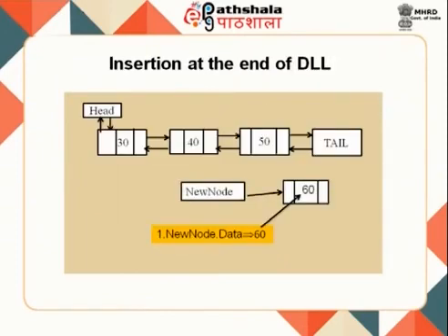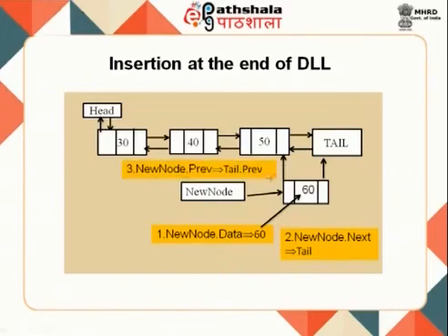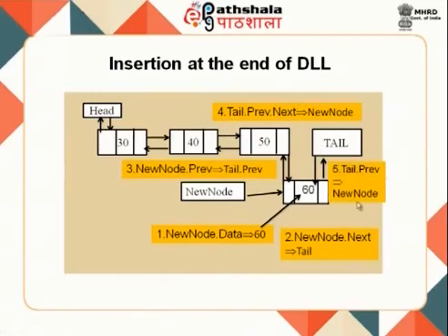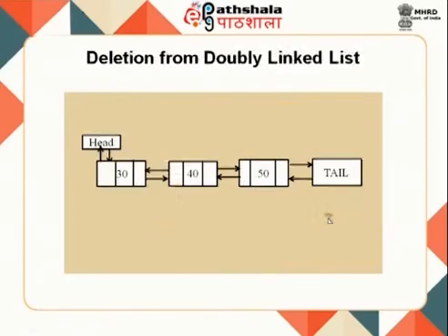I am not going into too much detail. You put 60 there. New node dot next is equal to tail. Then new node dot previous is equal to tail dot previous. So, you can't set tail first. You have to get this node and then make new node dot previous point to tail dot previous. Then you have tail dot previous dot next pointing to the new node, and then tail dot previous pointing to new node. So, this is the order in which you will have to do this.